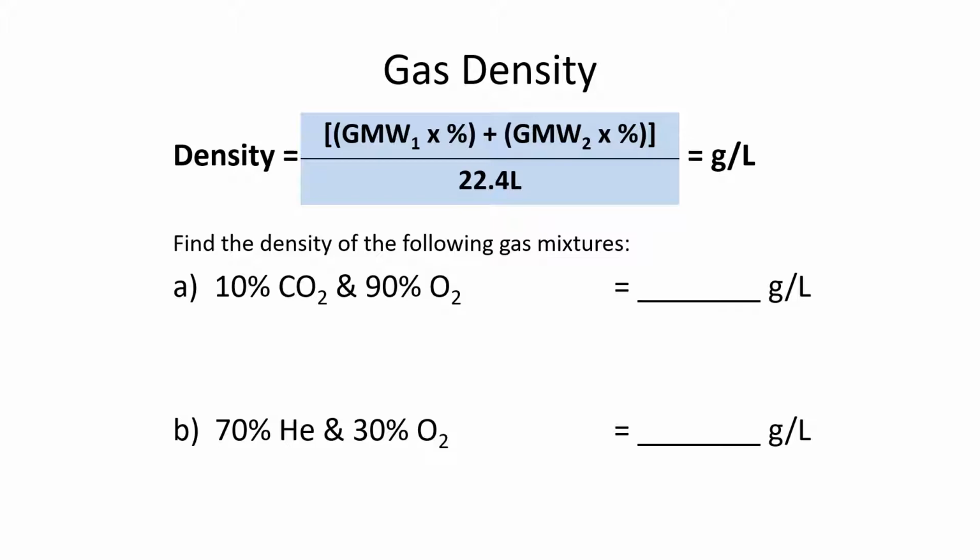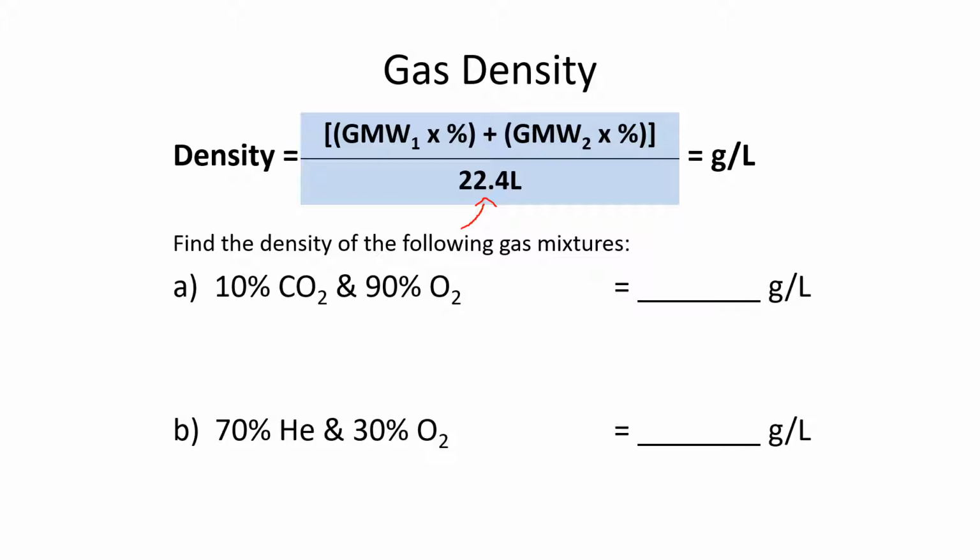All right, so now we know the gram molecular weight. We'll use it for gas density. So at STP, 1 mole of gas will occupy 22.4 liters. So we're assuming we have a mole of this gas mixture. For A, 10% carbon dioxide, 90% oxygen. So it is the weighted average.